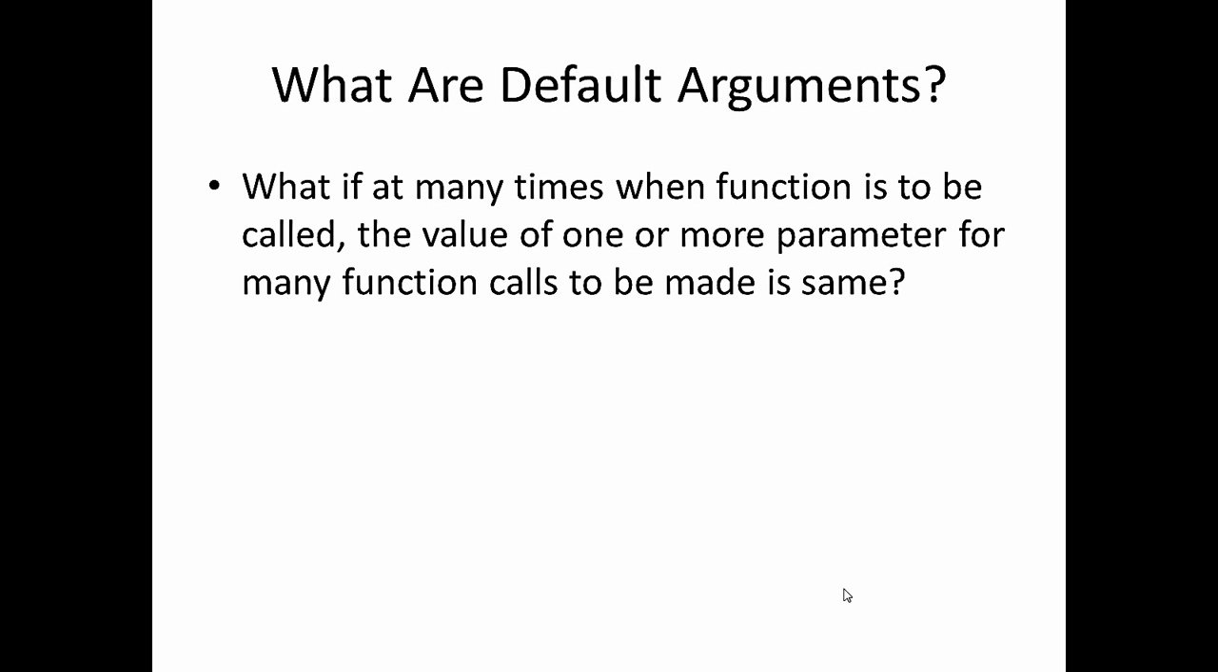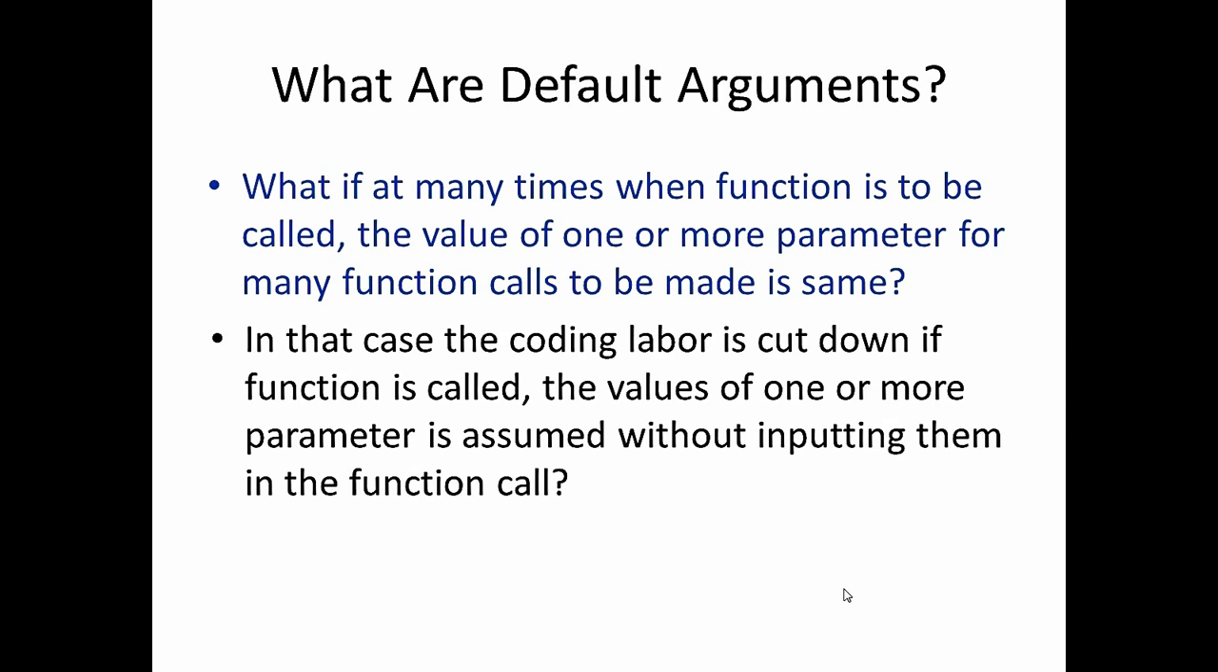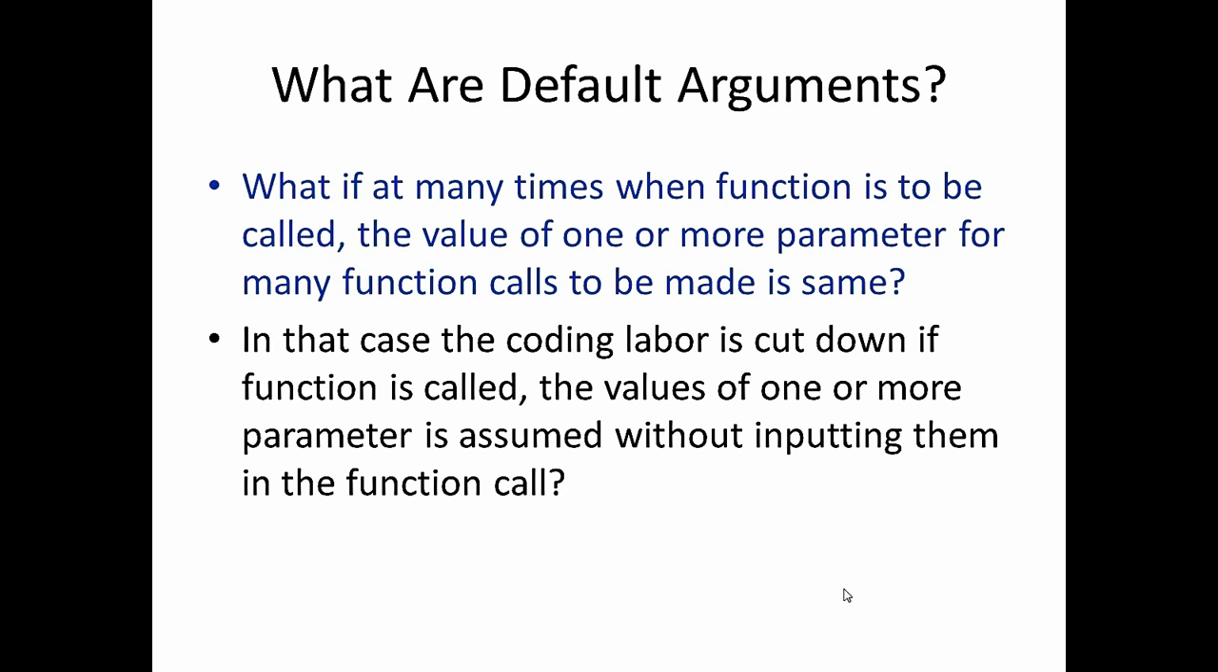But what if, many times when the method is to be called, the value of one or more parameters is the same for many of the method calls we are going to make? We'll give an example in a minute, but in that case coding labor is cut down if, when the method is called, the value of one or more parameters is assumed without inputting them in the method call.